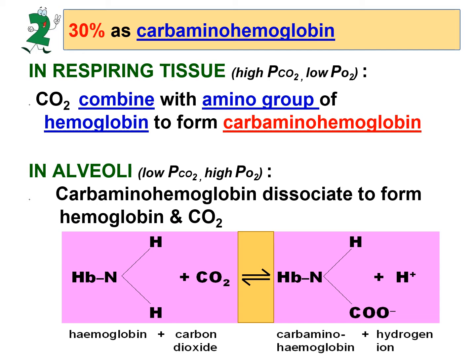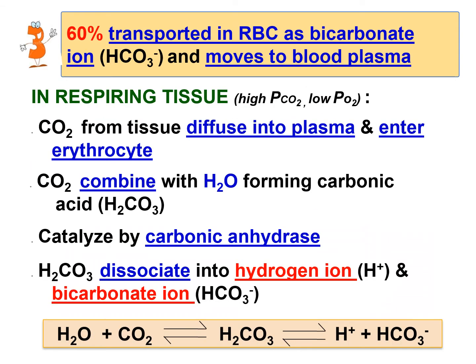As carbaminohemoglobin, the carbon dioxide combines with the amino group of the hemoglobin to form carbaminohemoglobin. When they reach the alveoli, the carbaminohemoglobin dissociates to form hemoglobin and carbon dioxide. So this is carbaminohemoglobin. Okay, the 60%. This is what we are going to explain. The explanation is more.